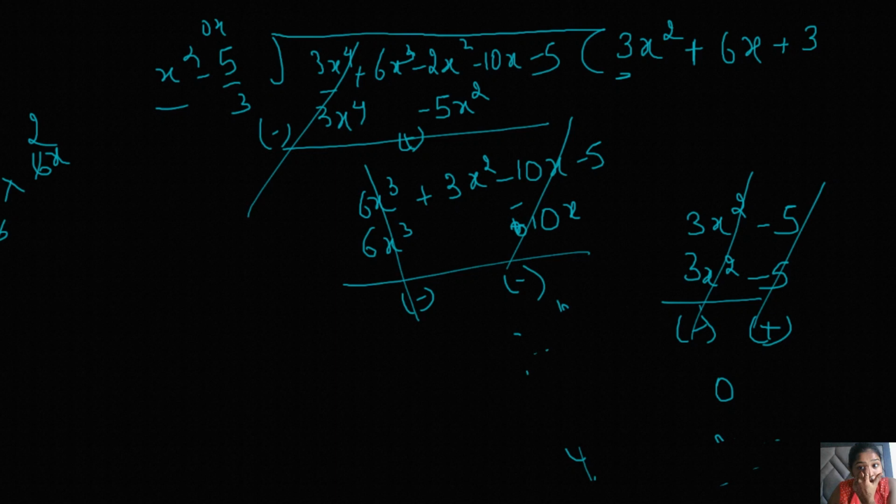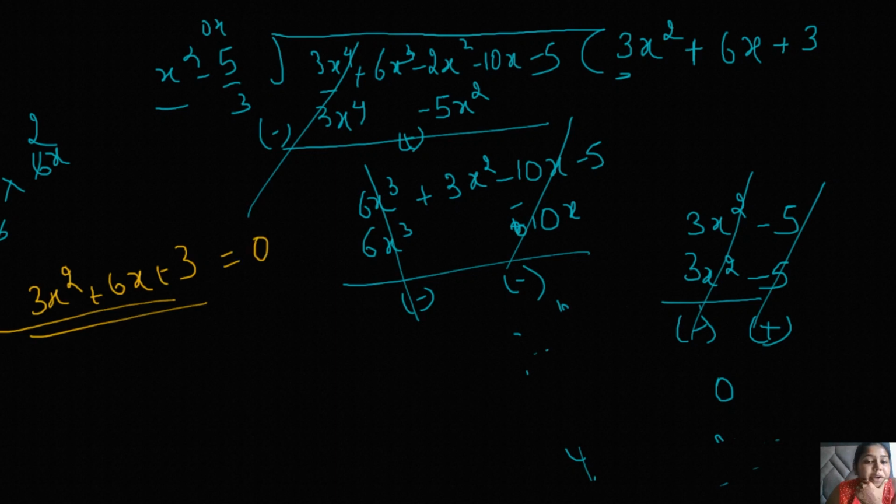Just solve this with the help of middle term splitting. So how will the middle term split? You have to take 9. Okay, so I guess this will be the perfect split for the middle term splitting. Like this, you can just do it, so we will be getting 3x plus 3 equals 0 and x plus 1 equals 0.